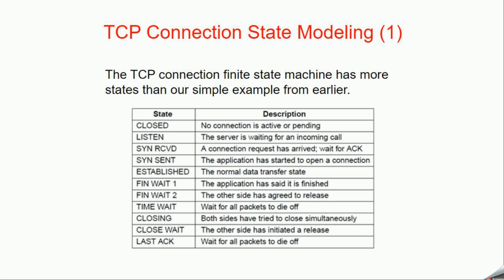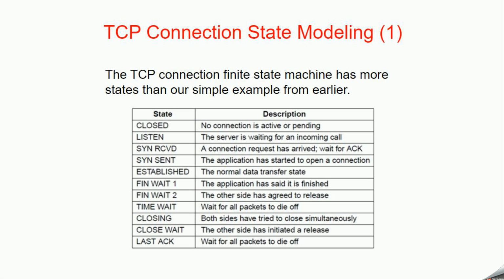Established state is nothing but the normal state where the actual data transfer takes place between the sender and the receiver. FIN wait 1 state, the application has said it has finished. FIN wait 2 means the other side, that is the server side, has agreed to release.